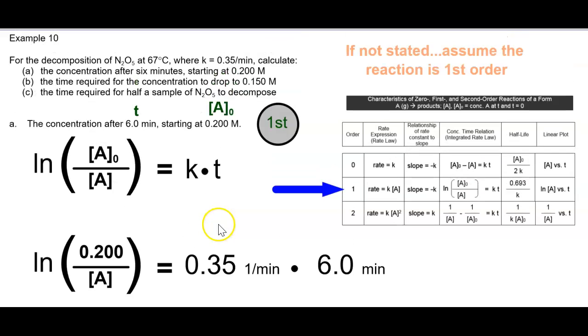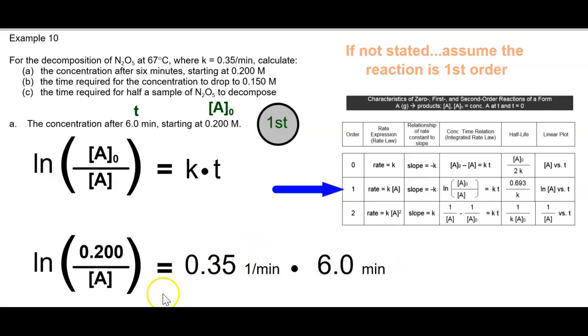So here we have the integrated rate law: the ln of the initial concentration over the final concentration equals K times T. Remember, K is our rate constant. So we're going to plug in our initial concentration here. I got that from right there. We know K was already given, and we know it lasted for 6 minutes.